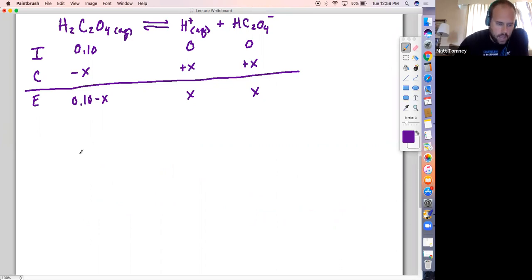So again, I'm going to be working with 6.5 times 10 to the minus 2, and I'm going to set that equal to x squared, and now I'm not going to drop out the minus x. I have to keep it in there because that rule failed.